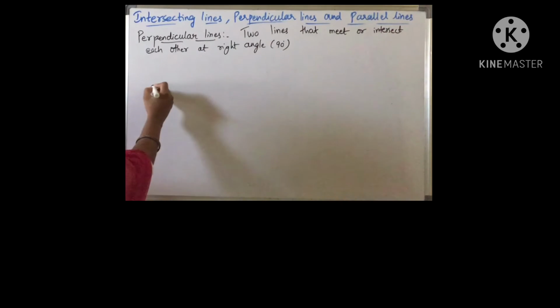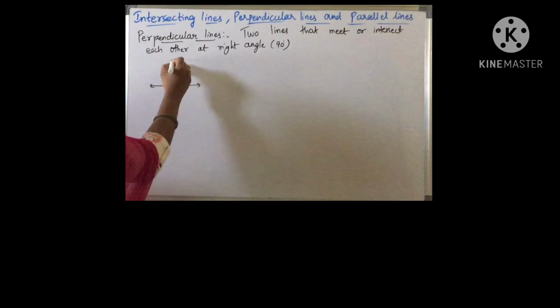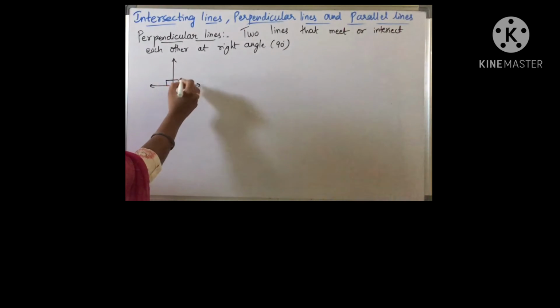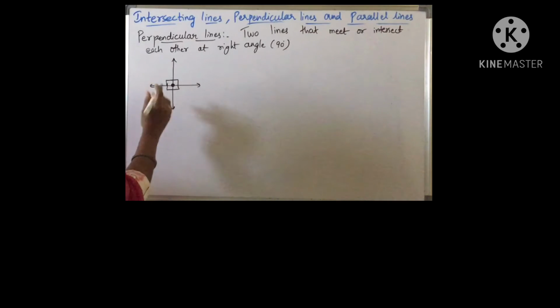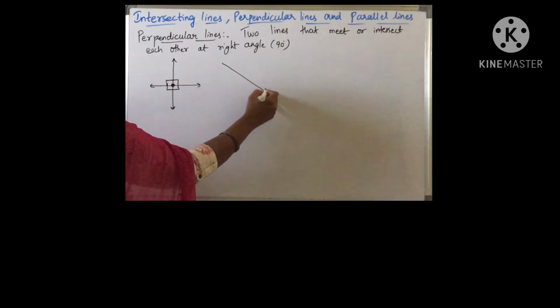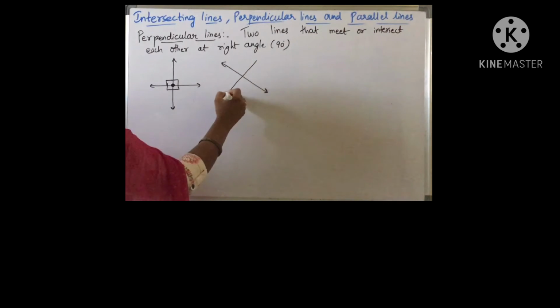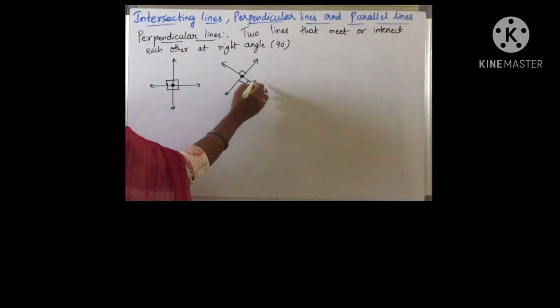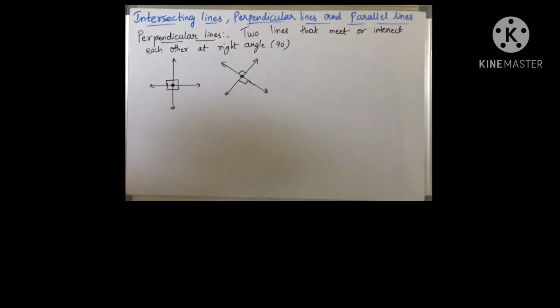Okay children, suppose this is one line and this is another line intersecting at this point. If you observe here, the point where they intersected is having 90 degrees, isn't it? So then we call they are perpendicular lines. Suppose the lines intersect like this. This is one line and this is one line. This is a point of intersection. If it is 90 degrees, then we call them perpendicular lines.